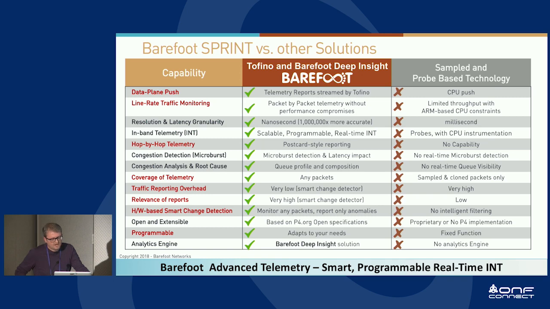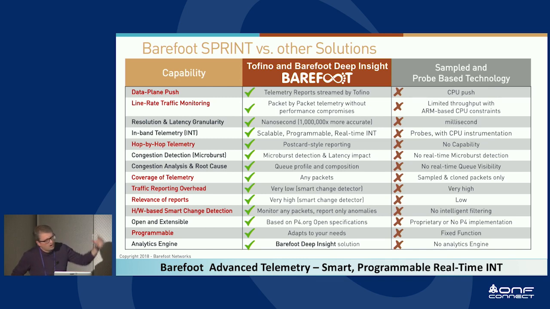So this is a comparison of what that solution offers in terms of unique capabilities. If you look at Tofino and our advanced telemetry in combination with Deep Insight, there are a number of differentiating features. The ability to push information directly from the data plane rather than involving the CPU. The ability to monitor every packet. The moment you sample a flow to monitor that flow, or the moment you mirror and capture and replicate the packet or truncate the packet and you instrument that packet, you are observing something different that fundamentally can lead to the wrong conclusion. So being able to instrument and observe the packet is very, very important.